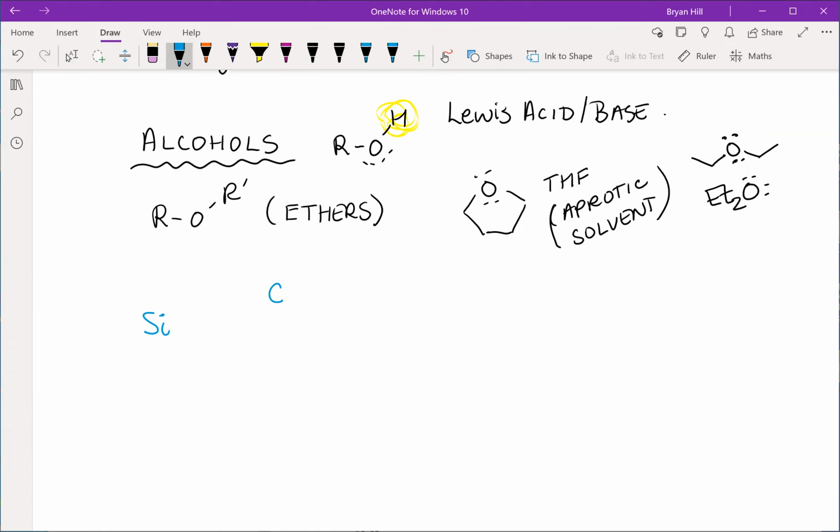On the periodic table, carbon, right beneath it is silicon. So we are going to make the silicon equivalent of an ether. And we call these silyl ethers. So a silyl ether looks like this: RO Si. And I'll just put 3 lines on it because silicon, like carbon, is bonded to 4 different things.